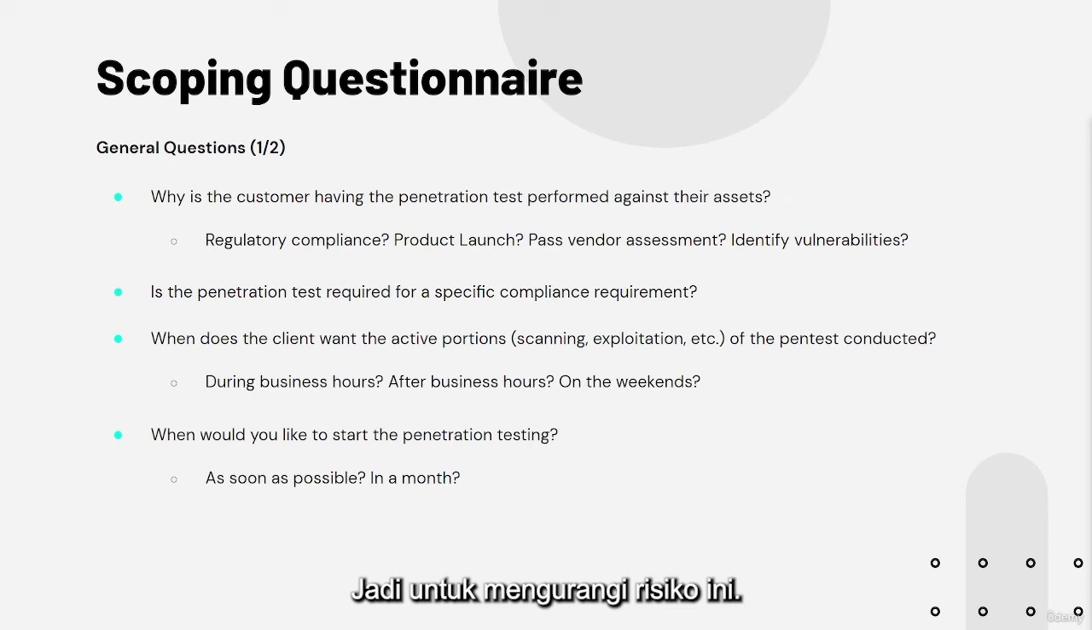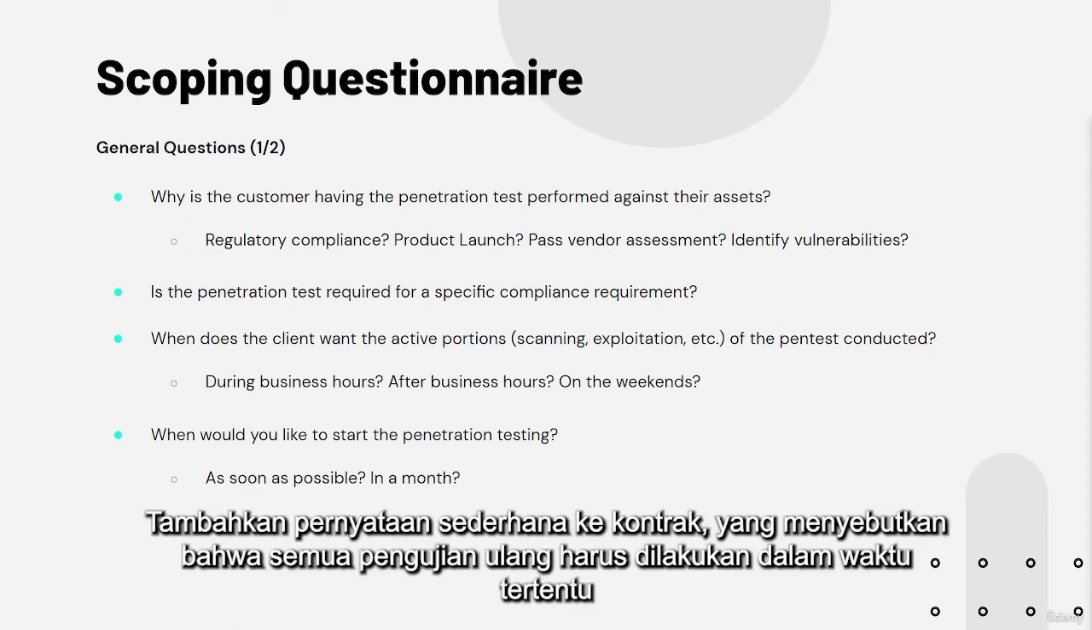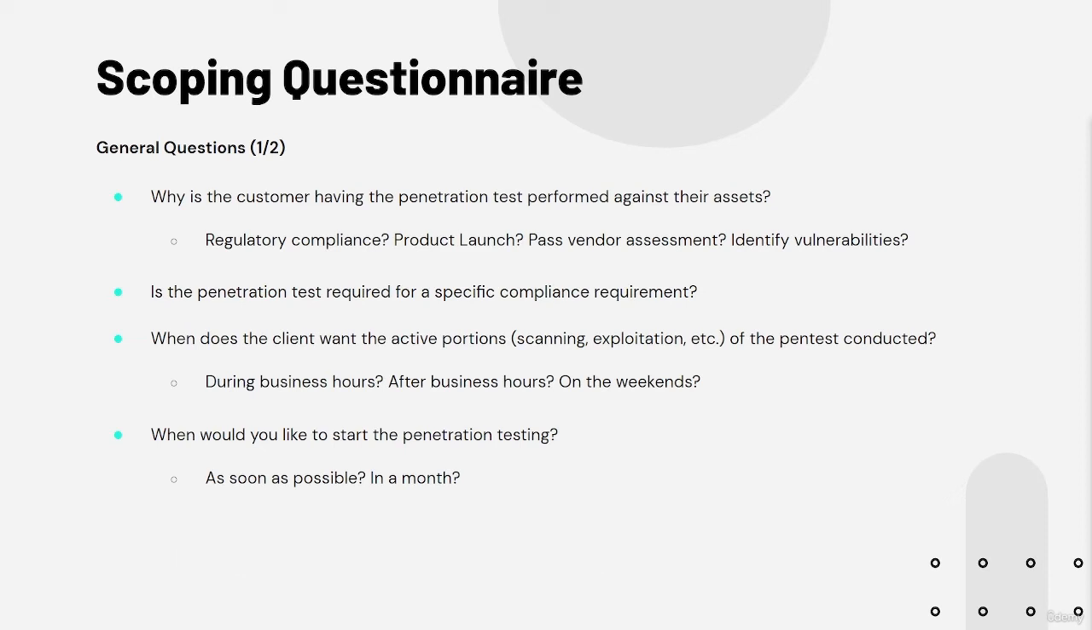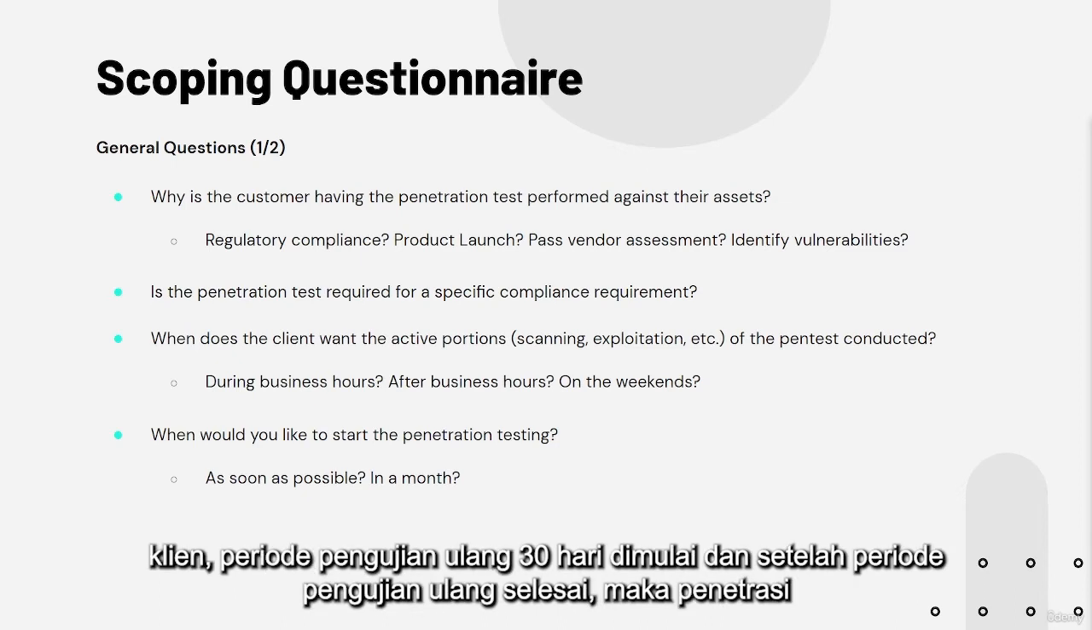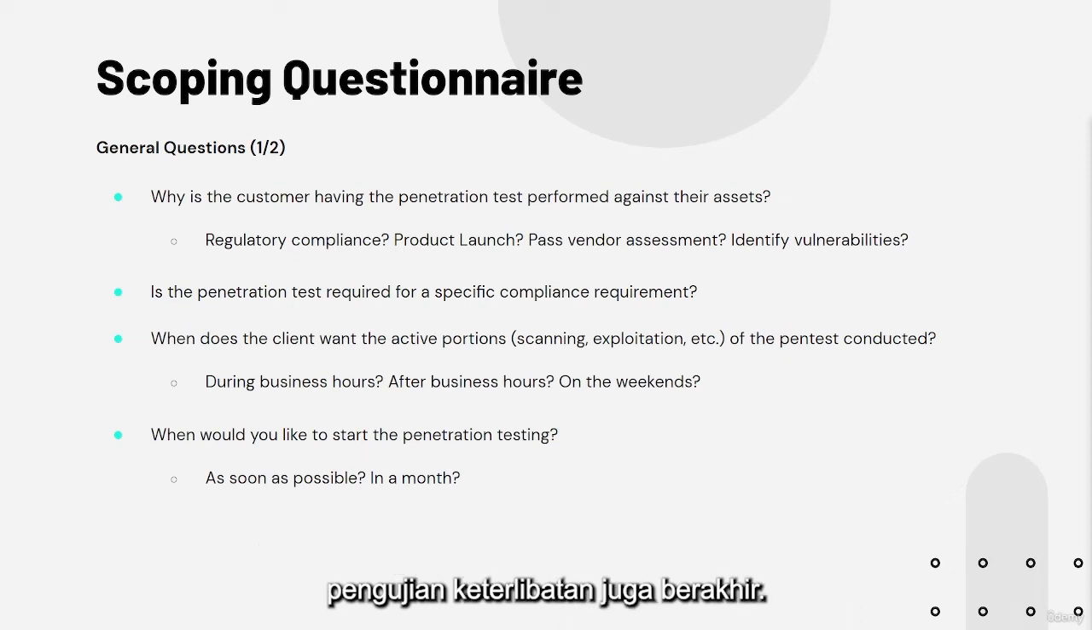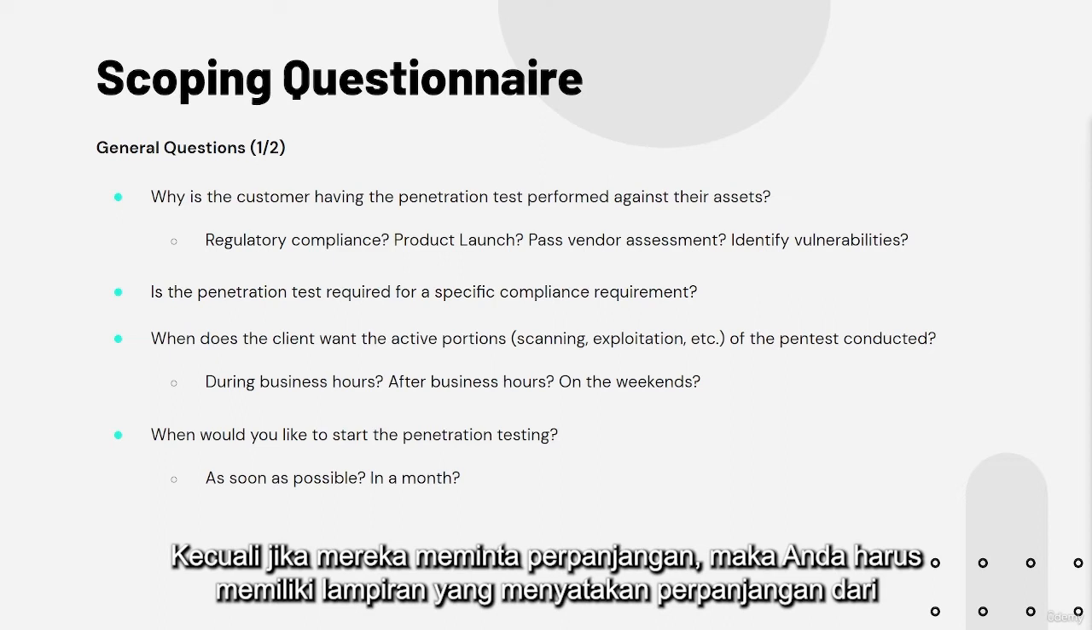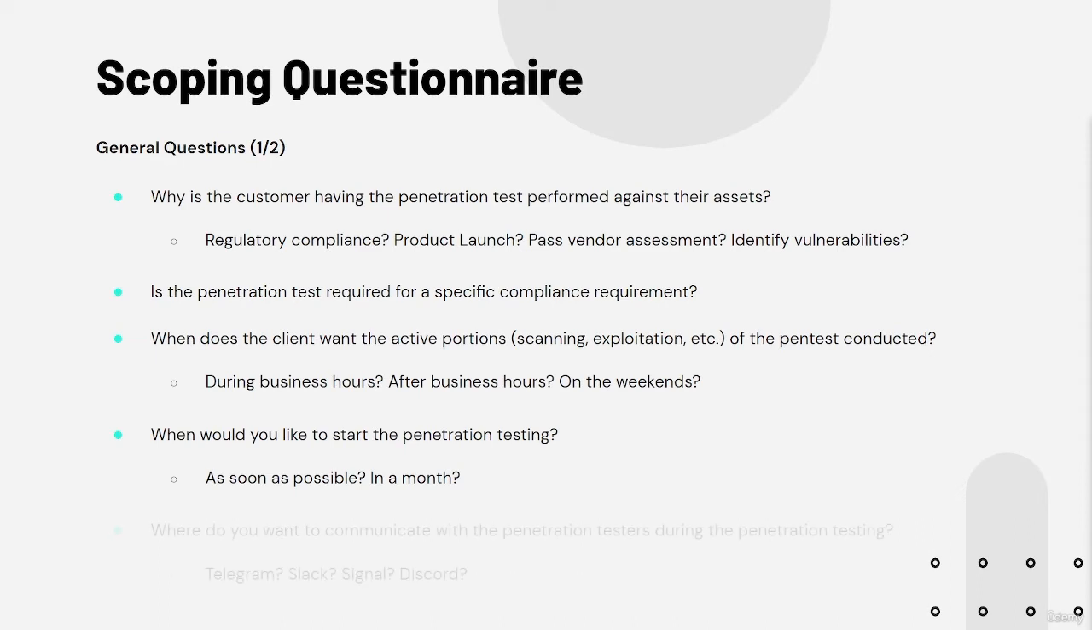So to mitigate this risk, add a simple statement to the contract which mentions that all retesting must be done within a certain time frame. Some providers offer 30 days, like a month of retesting. So right after submitting the report to the client, the 30-day retesting period kicks in, and once the retesting period is over, then the penetration testing engagement is also over. Unless they request an extension, then you need to have an appendix stating the extension of the engagement.